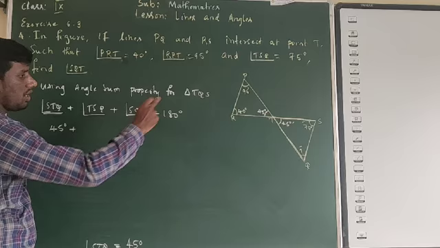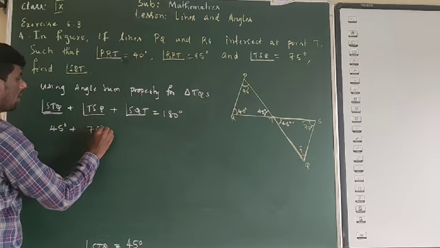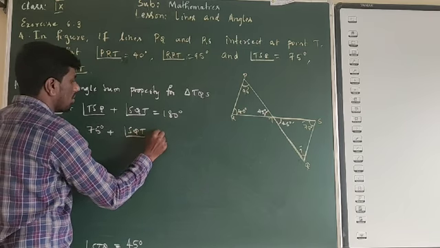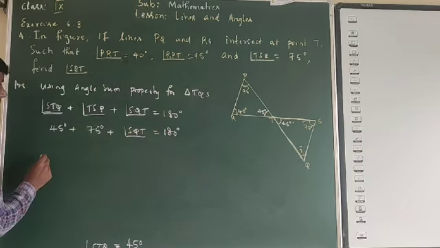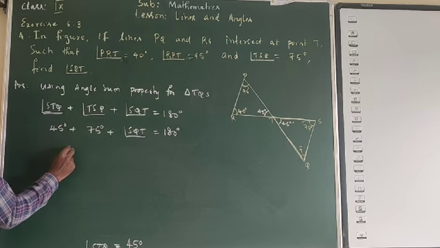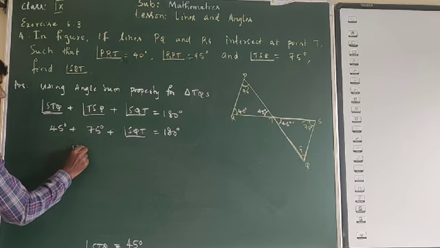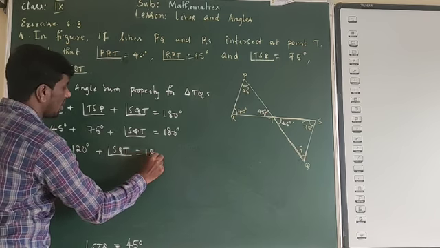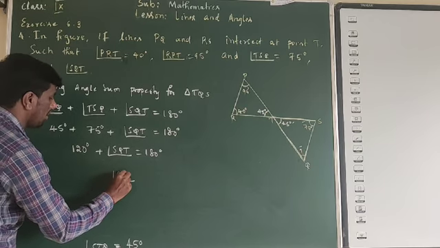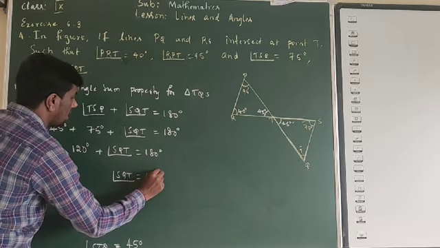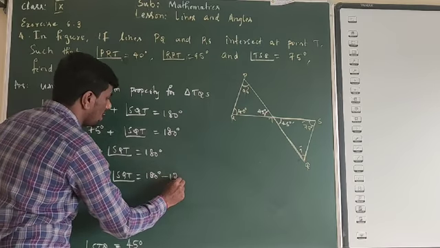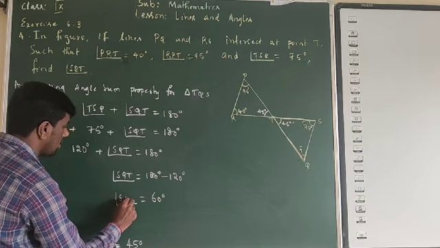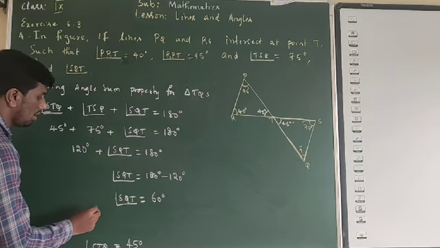Then TSQ is 75 degree. Okay. Then SQT we should find out. This is equal to 180 degree. Okay. So 45 degree plus 75 degree. So this is 120, right? 120 degree plus SQT is equal to 180 degree. Okay. So I will write SQT here only. 180 degree. I will take 120 to the other side and it will become minus 120 degree. So 180 minus 120 degree will become 60 degree. Okay. So SQT is 60 degree.